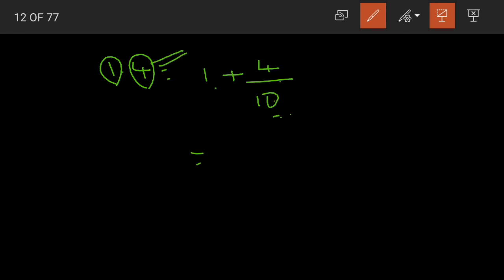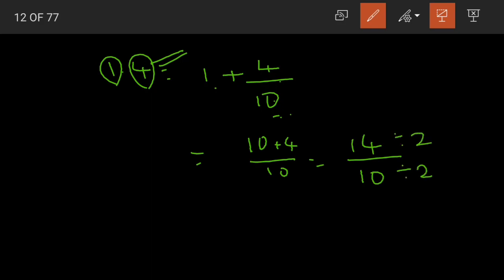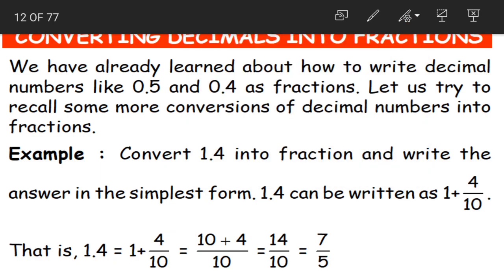I'll tell it quickly. 1.4, how will we write it? This 1 plus the decimal place 4 divided by 10, as we are having only one decimal place, 1. Now 1 plus 4 by 10 will be nothing but 10 plus 4 by 10, that is 14 by 10. Next, as the numerator and denominator both have 2 as their HCF, highest common factor, we are dividing them by 2. So the final answer will be 7 divided by 5. The answer in its simplest form is 7 divided by 5. I hope this is clear, right, children?